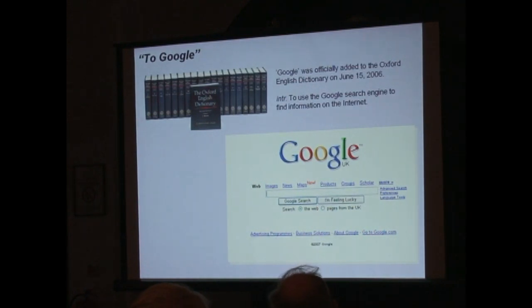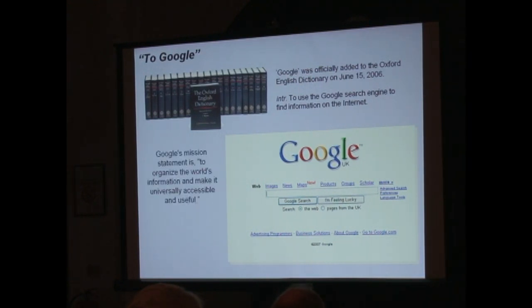And of course, infamous Google found its way into the Oxford English Dictionary in June 2006. The definition: to use the Google search engine to find information on the net. And Google's mission is to organise the world's information and make it universally accessible and useful. They do over 150 million searches a day.